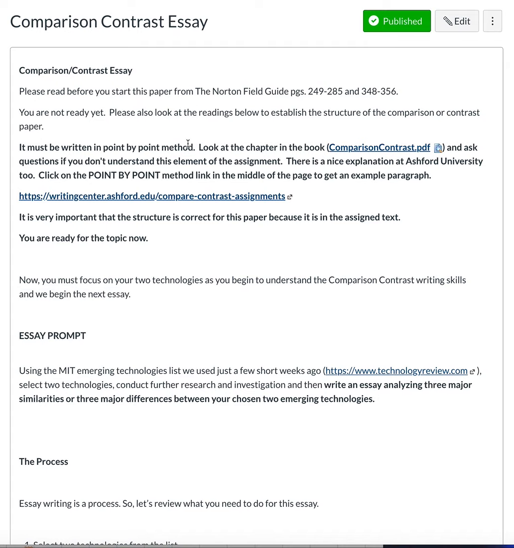So let's start out with how do I do the comparison contrast essay. The Norton Field Guide does a great job of letting you know the background for research and a little bit of background on comparison and contrast. It does not give the detail about how to organize the paper, but it does give you an idea of how to put together similarities, each in a body paragraph, or differences, each in a body paragraph.